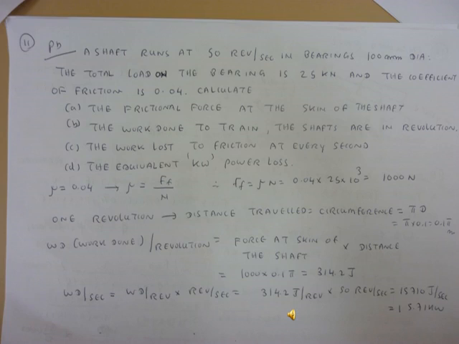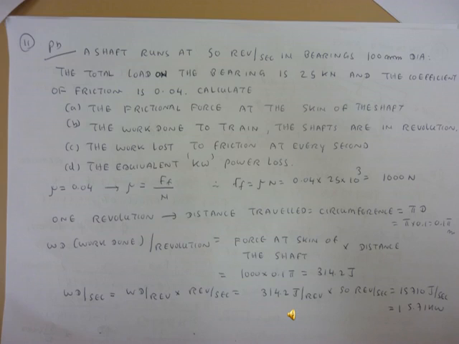So the work done by revolution can be calculated. The equation is the force at the skin of the shaft multiplied by distance. The force at the skin of the shaft we have already calculated, FF. It is 1000 newton multiplied by distance, which is 0.1 pi. So 1000 multiplied by 0.1 pi is equal to 314.2 joules.